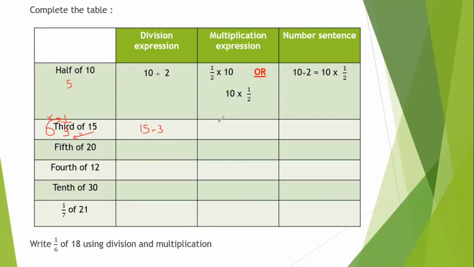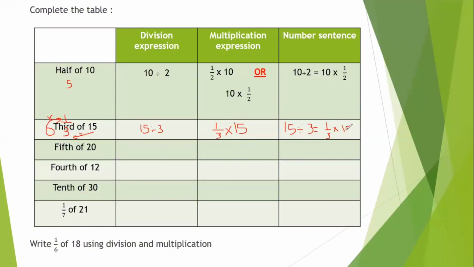Then the multiplication expression. Instead of the word third, I will write it as a fraction, 1 over 3. Instead of of, I will do times 15. To write a number sentence, we can say that 15 divided by 3 equals the same answer if I multiply third by 15.